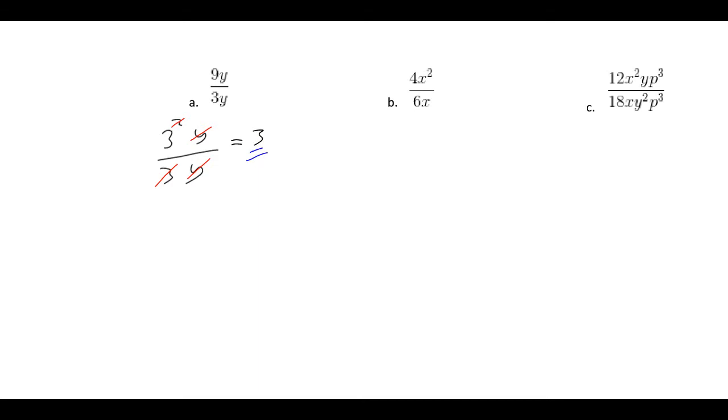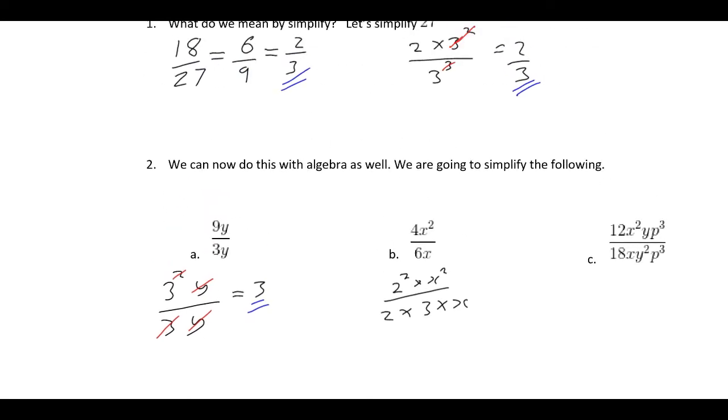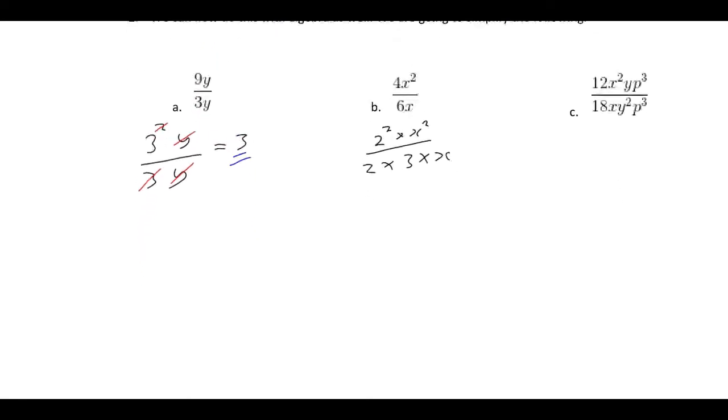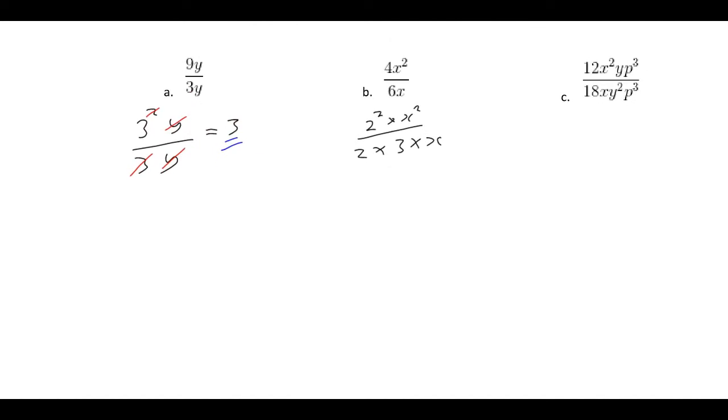Not too bad. Next one, 4x squared. Well, 4 is 2 squared. And I should mention that doing this timesing out method that I'm doing here isn't necessary. If you can do it without this, that's absolutely fine. I'm just trying to make it absolutely clear what we're doing. So, here, broken up, 2 squared times x squared, over 2 times 3 times x.